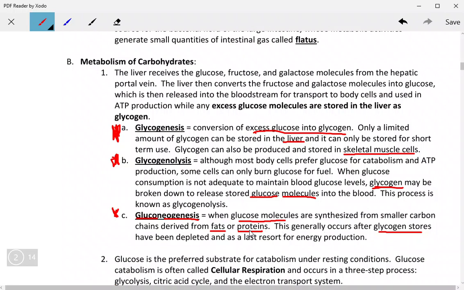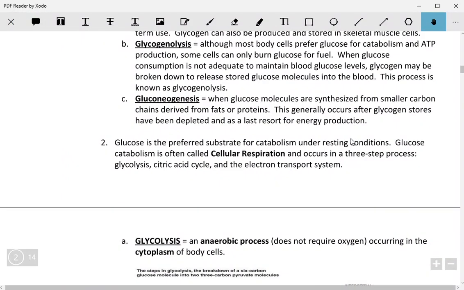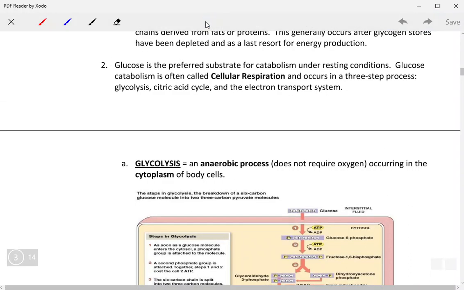The body will take your proteins, take your fats, and begin to now use them to make glucose molecules because it needs what? Energy. Your body cells are looking for energy. Okay? Now, there is a fourth process that I do want you to know, and this fourth process is actually related to cellular respiration. This fourth process is what we call glycolysis.